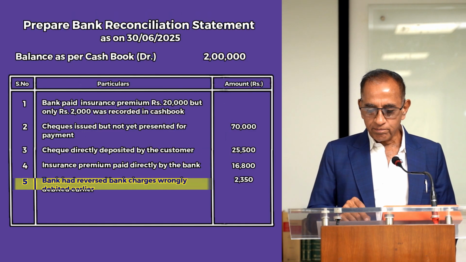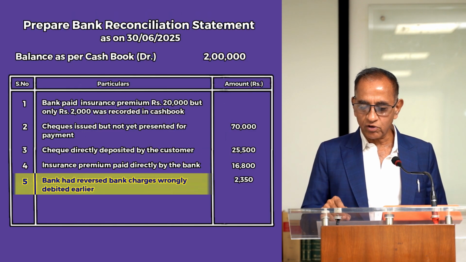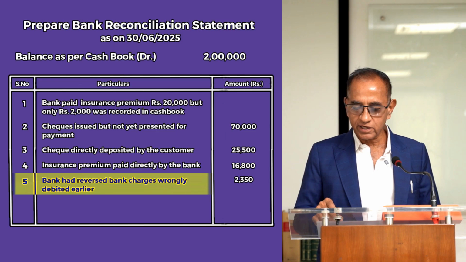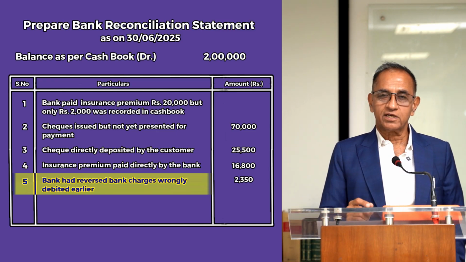Then we have bank had reversed bank charges wrongly debited earlier, 2,350. This is a little tricky. Understand what is happening. So you have to use your common sense and your intelligence. There is no rocket science here. But then you must use your intelligence to understand what is happening. What is the implication? What are we doing? We are preparing bank reconciliation statement. How can we prepare the bank reconciliation statement unless we understand the effect which is there in our books? So you need to understand what has happened in the books and how I need to do it.